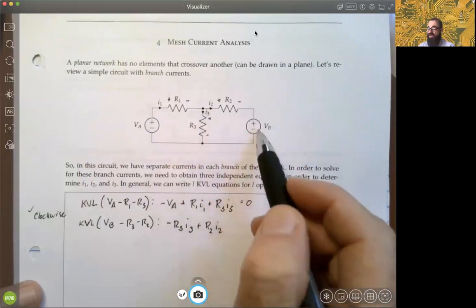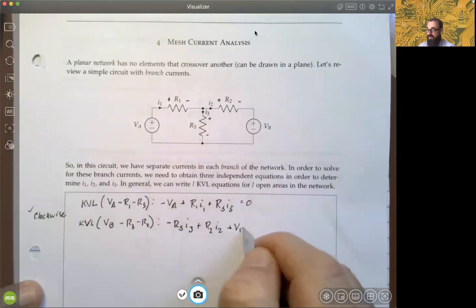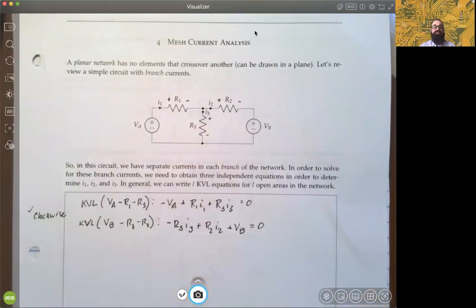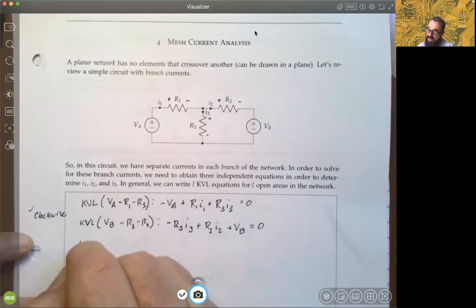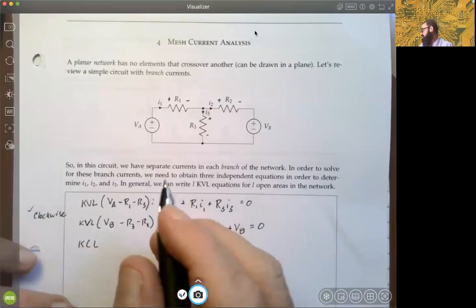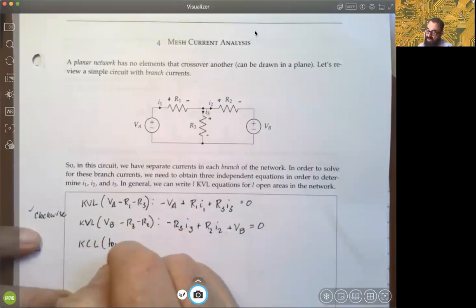And then as we continue on clockwise, we would hit that voltage source, V, and there we go, 0, okay? So we would have another KVL equation, perfectly good, involving 2 of the 3 currents. That would not be enough to solve. So we would need another relationship, and KCL would be ideal, right? Because we could do KCL on the top node.